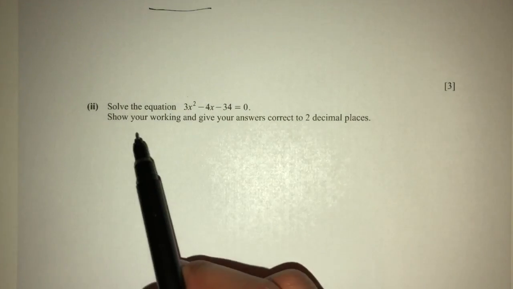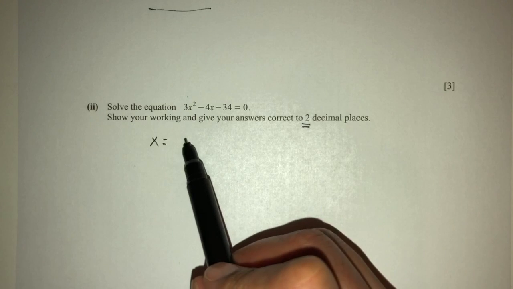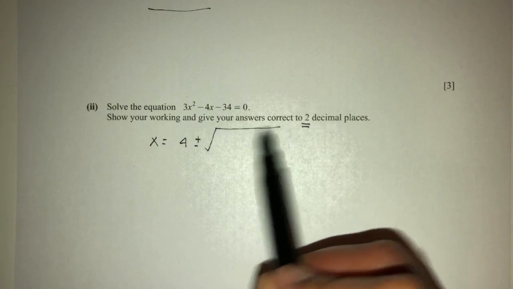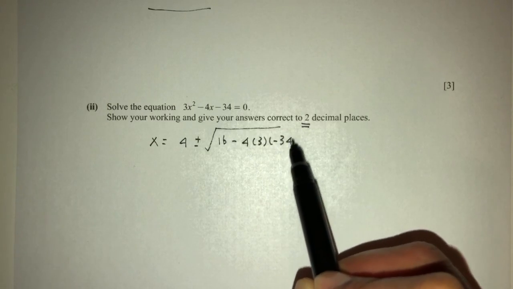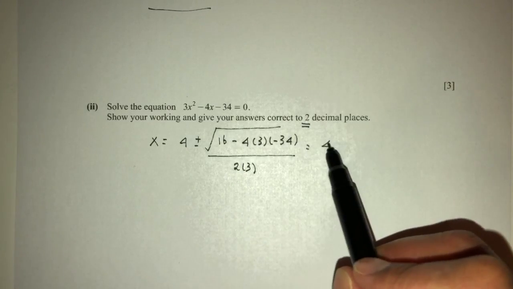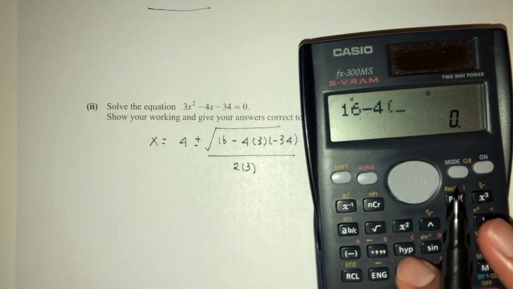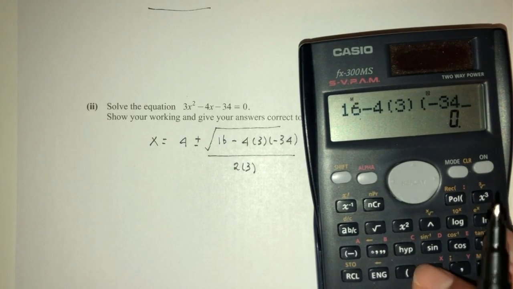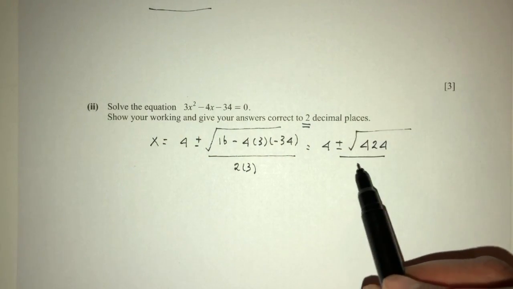Now for part 2, we have to solve the equation. You can see it is asking you for your answer to 2 decimal places, so you know you have to use the formula. x is minus b, which is minus minus 4, plus minus root of b squared, which is 16, minus 4 times a times c, divided by 2a, which is 2 times 3. So simplify, 4 plus minus root of 16 minus 4 times a times c, which is 424. So 424 divided by 6.